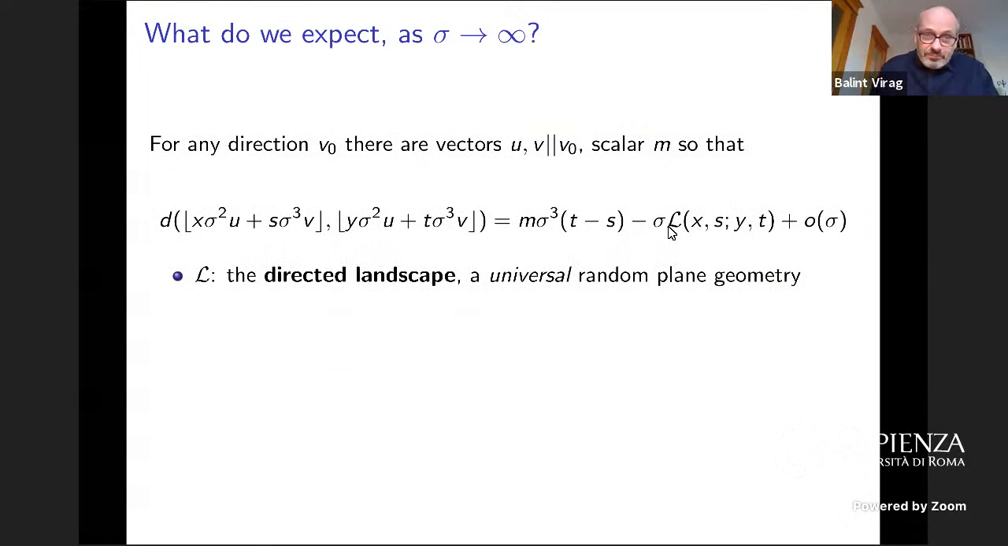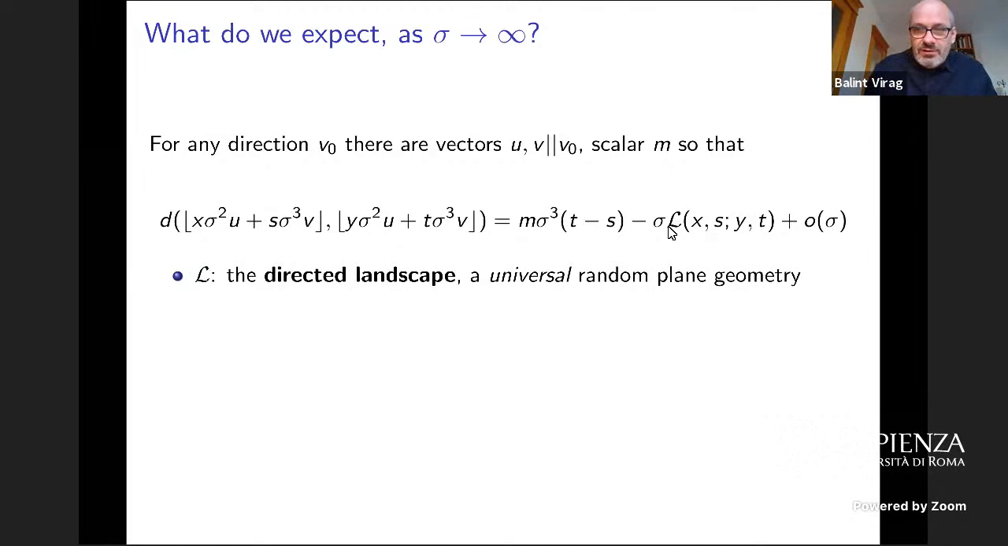So what do we expect? Just on the basis of this picture, I expect the following. Let's say that I pick a direction v0, a direction on the plane. Then I can find a vector in this direction, but maybe of different length, and another vector, and the two of them should form a basis, such that if you look at the scaling window defined by these vectors, in the v direction it's going to be sigma cubed, and in the other direction it's going to be sigma squared size. So it's an asymmetric scaling window, and then you see some geometry there.